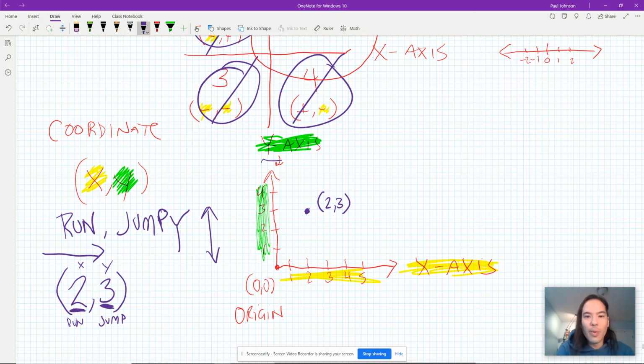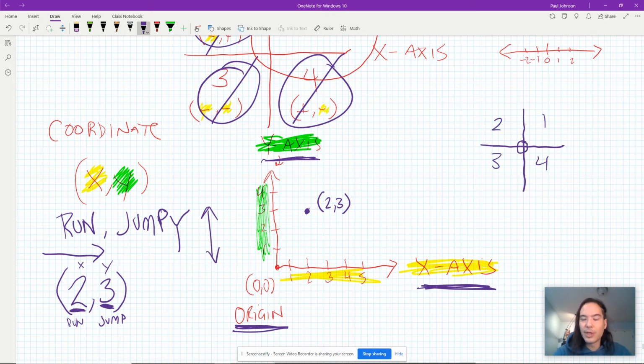So y-axis is your vertical number line. X-axis is your horizontal number line. Origin is where your x-axis and your y-axis intersect perpendicularly. So remember, if we're looking at the full coordinate plane with quadrant 1, 2, 3, and 4, this is the origin, and it is where the y-axis and the x-axis intersect perpendicularly. Remember, anytime two lines cross, it's an intersection, but if they cross at a 90-degree angle, that's when it's perpendicular.